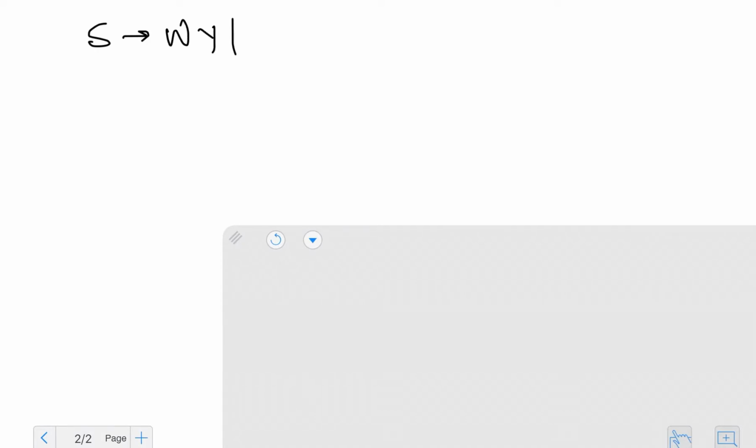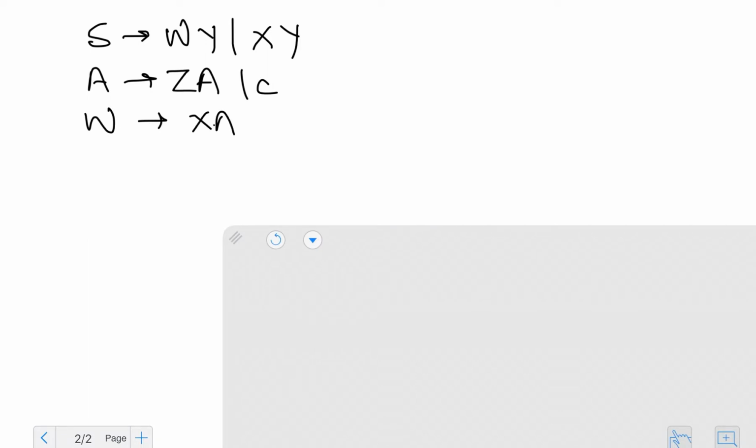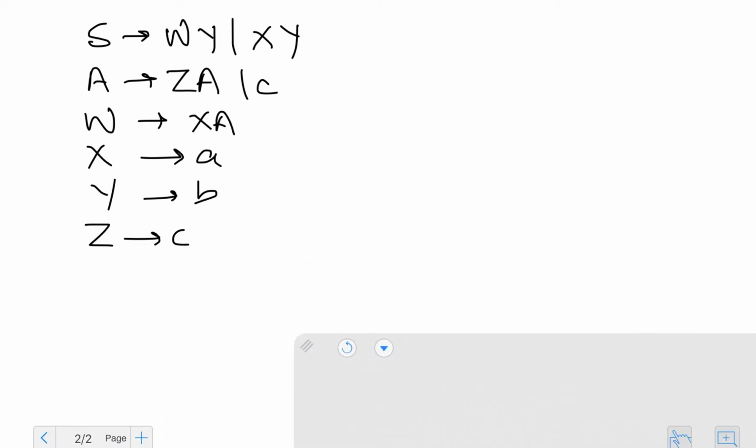So I had S goes to WY, XY, A goes to ZA or C, where C is a non-terminal, and W goes to XA, X goes to A, Y goes to B, and Z goes to C. So here there aren't any rules that I'm going to enumerate to convert it to the Greibach normal form. You'll see that it is actually pretty intuitive to do this.